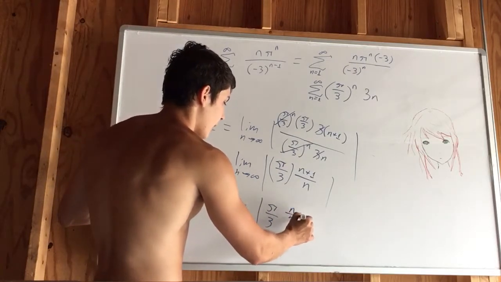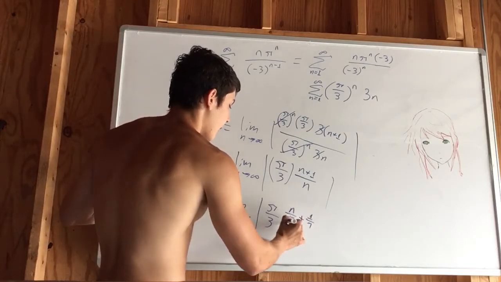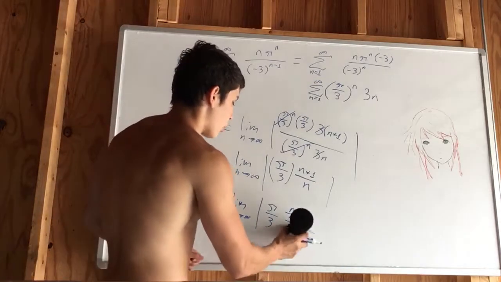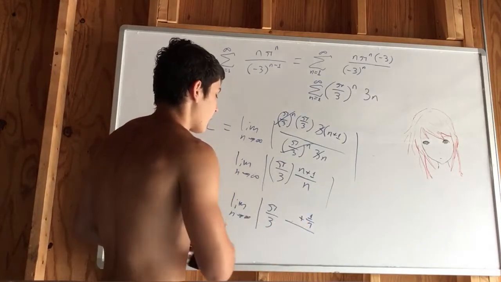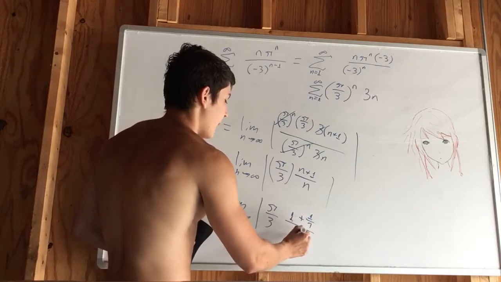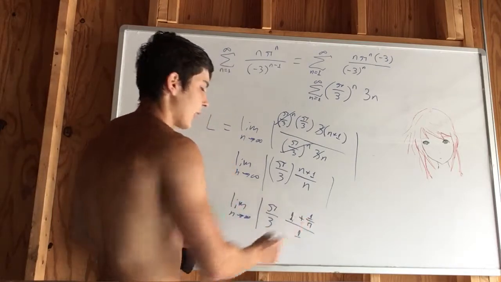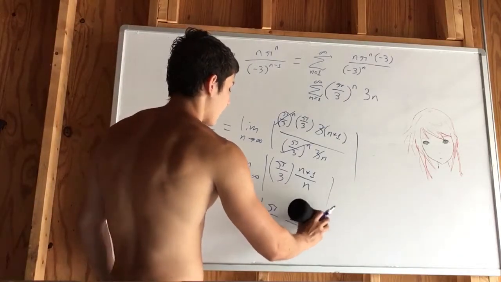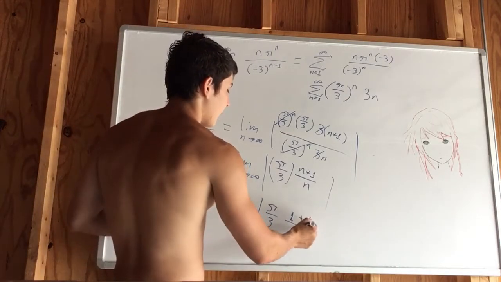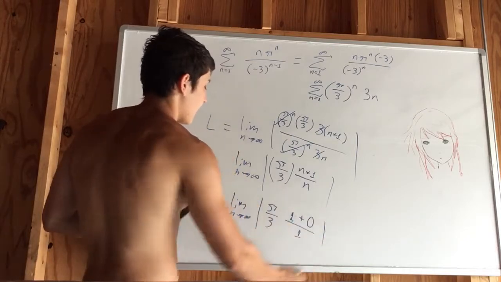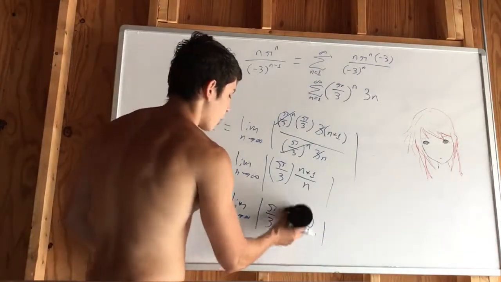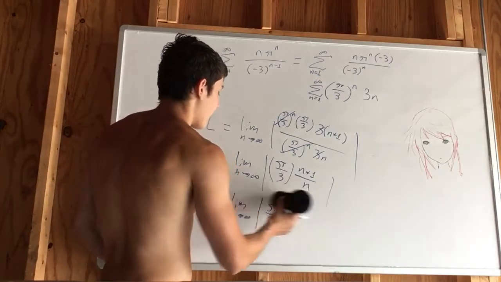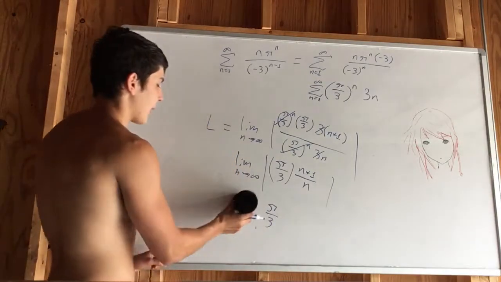N over n plus 1 over n, n over n. N over n gives us 1. So we have 1 and we have 1. We plug infinity into that denominator under 1, and that gives us 0. So 1 over 1 is just 1. Pi over 3 multiplied by 1 is pi over 3. So we get pi over 3.